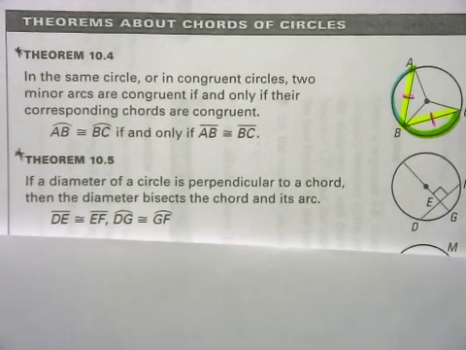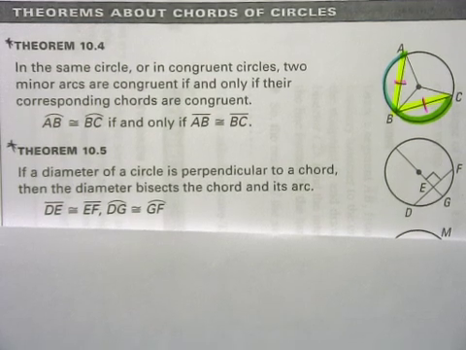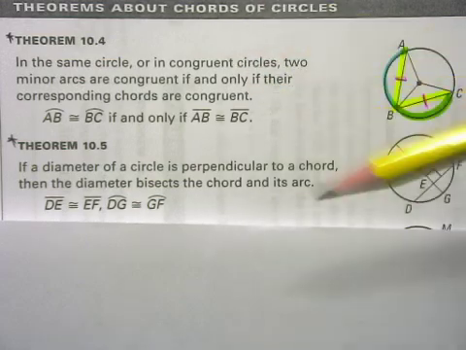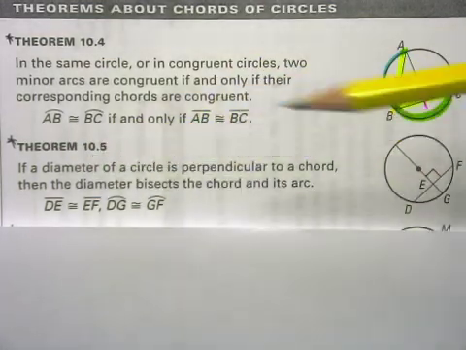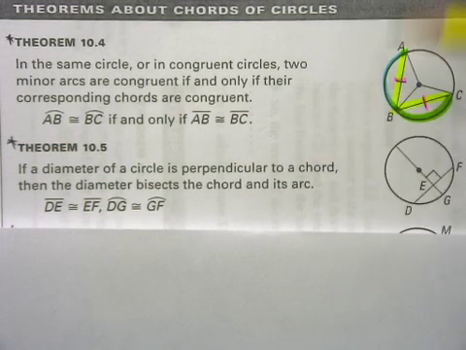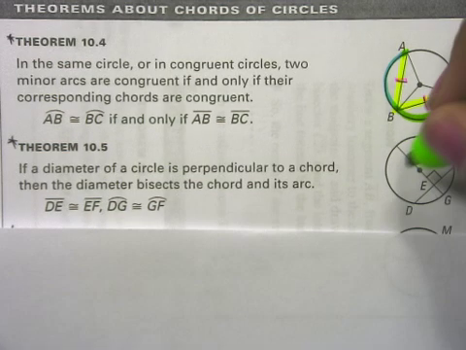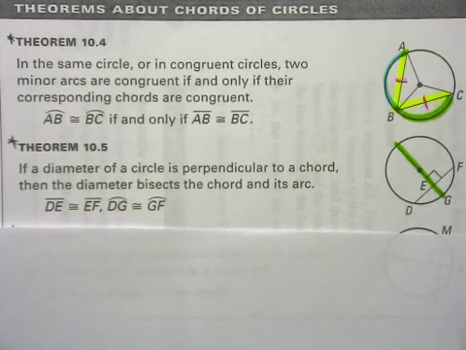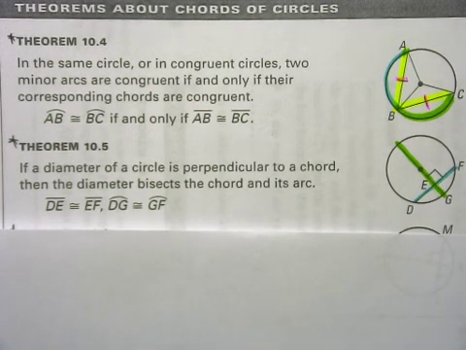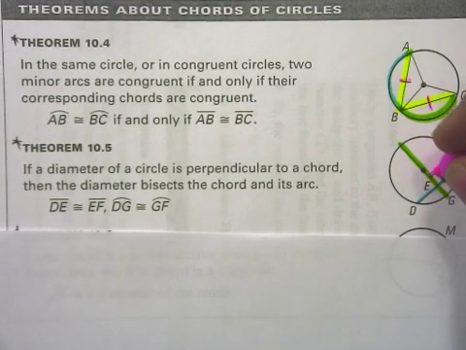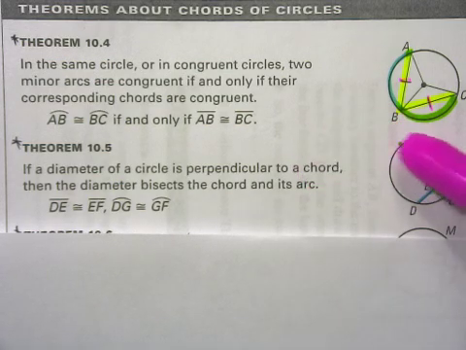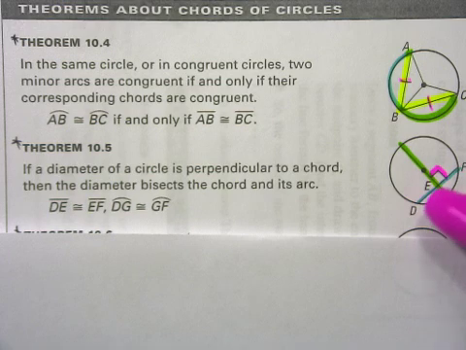The third rule states that if a diameter of a circle is perpendicular to a chord, then the diameter bisects the chord and its arc. So let's take a look here. Here's a diameter. Let me highlight my diameter in green and my chord in blue. I know that they're perpendicular because I see a right angle forming here. I'm going to put that in pink.